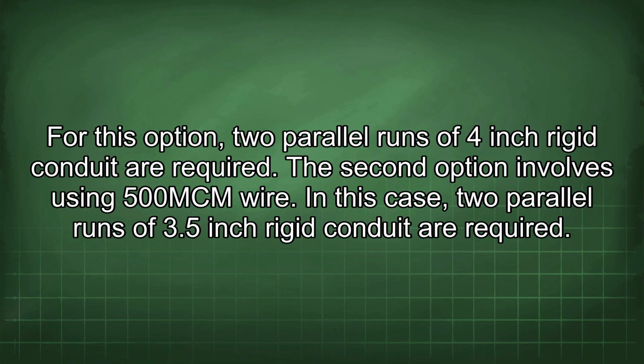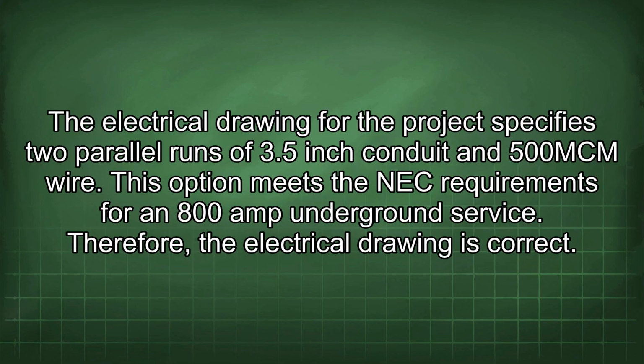The second option involves using 500 MCM wire. In this case, 2 parallel runs of 3.5-inch rigid conduit are required. The electrical drawing for the project specifies 2 parallel runs of 3.5-inch conduit and 500 MCM wire. This option meets the NEC requirements for an 800 amp underground service. Therefore, the electrical drawing is correct.